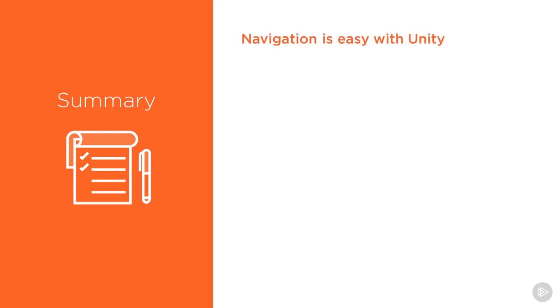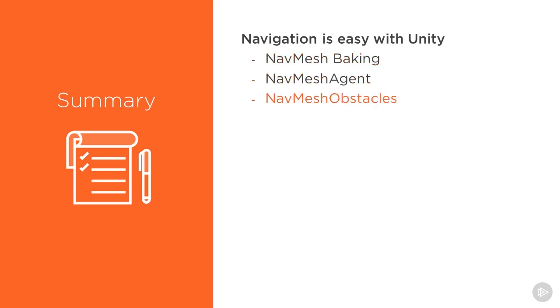In this module, we learned that navigation is easy with Unity by baking nav meshes over which nav mesh agents can cross until they are blocked by nav mesh obstacles, but they can connect other parts of the nav mesh with nav mesh links.